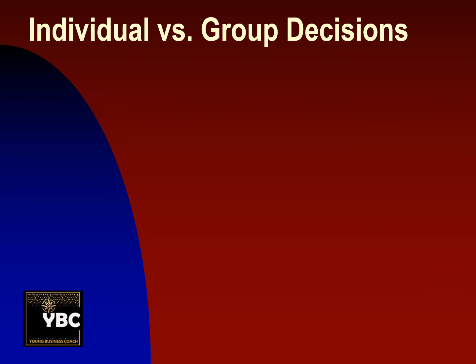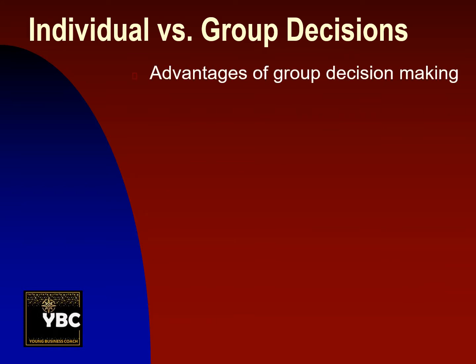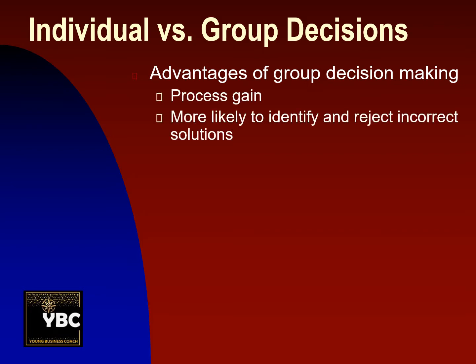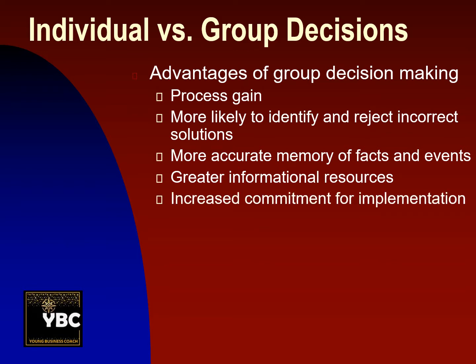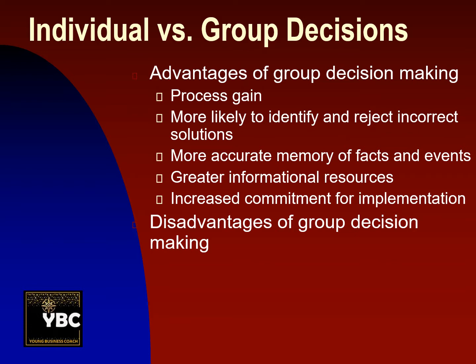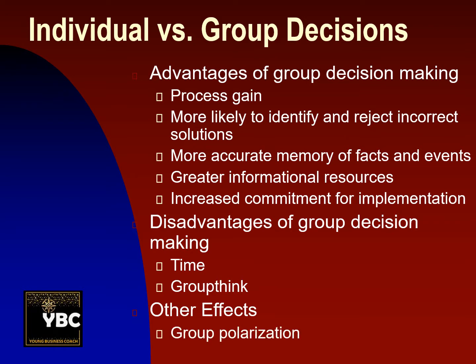Now, individual versus group decisions. Advantages of group decision making: process gain, more likely to identify and reject incorrect solutions, more accurate memory of facts and events, greater informational resources, increased commitment for implementation. Disadvantages of group decision making: time, groupthink, other effects, group polarization.